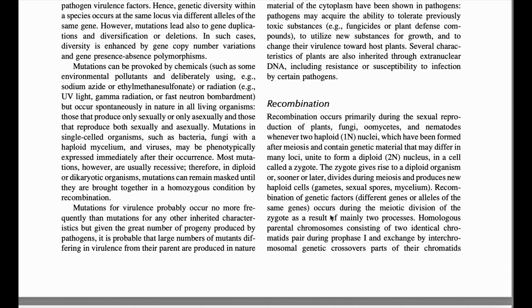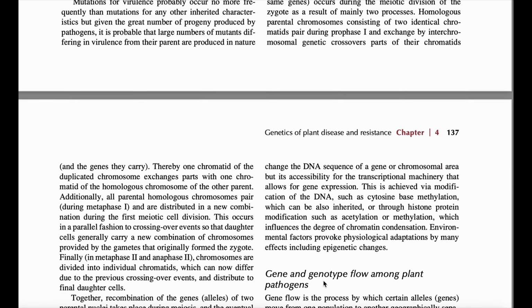Recombination of genetic factors occurs during the meiotic division of the zygote as a result of mainly two processes. Homozygous parental chromosomes consisting of two identical... they had just discussed the process of recombination, nothing more. Recombination, with the name itself you can say, is the combination of two haploid nuclei. Haploid nuclei means what? Normally we get to see 2n, but in case of haploid, there is a single n, 1n, that is haploid. And when they combine, n plus n, it will form a diploid, 2n nucleus. Okay, moving forward.